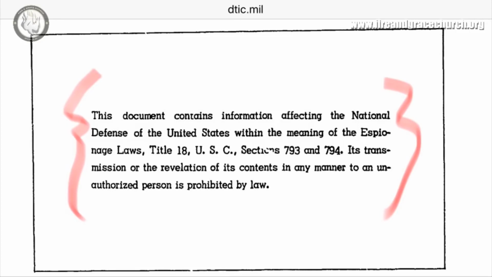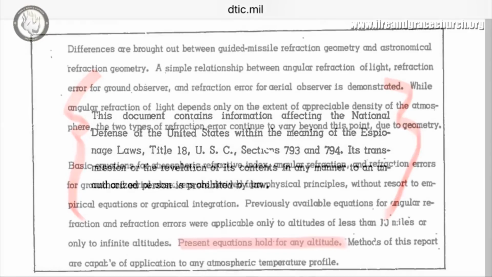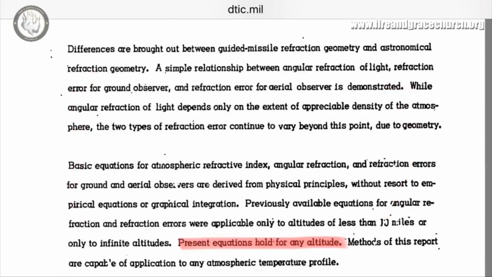This document was not to be seen. This document contains information affecting the national defense of the United States within the meaning of the espionage laws, Title 18 U.S.C., Sections 793 and 794. Its transmission or the revelation of its contents in any manner to an unauthorized person is prohibited by law. So this was classified in the 1950s. It's talking about basic equations for atmospheric refraction and all this stuff.